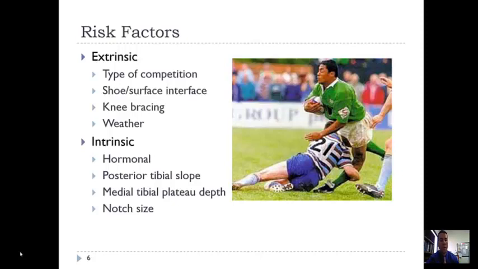to fall. Intrinsic factors you can't really do a whole lot about, but there's thought to be a hormonal component to it. Maybe that's why females tear their ACLs more often. There's definitely thought to be a structural component to it. So whether it's the slope of the tibia or the depth of the tibia, the proximal tibia, maybe leading them to more instabilities potentially, or the size of the notch. And the thing about the notch size is it may correlate to the size of the ACL ligament. And that may potentially put people at risk for injury as well if they have a smaller notch.